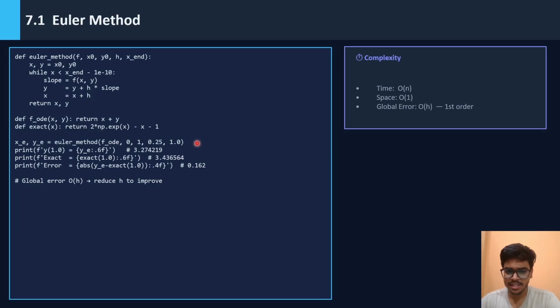The time complexity is O(n) because calculations are done once per step. The space complexity is O(1). The global error is O(h), so accuracy improves when step size becomes smaller.